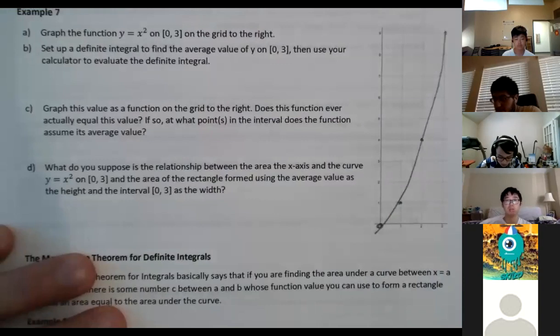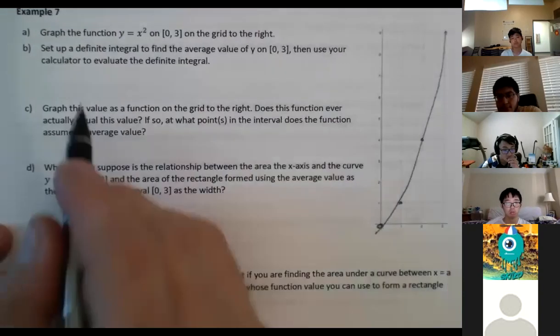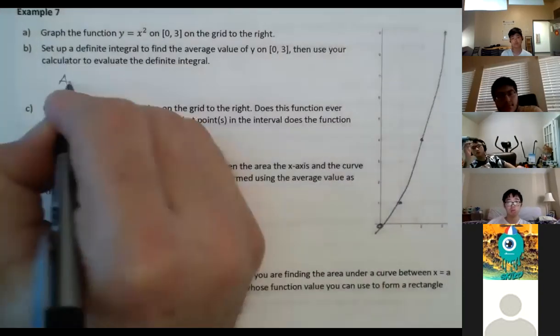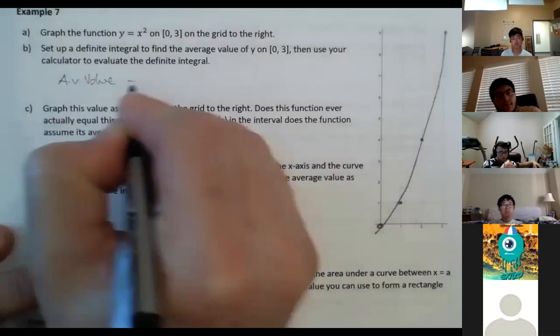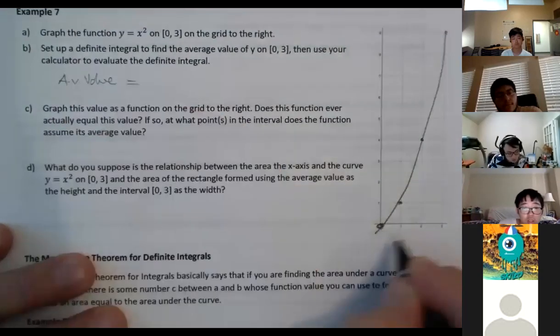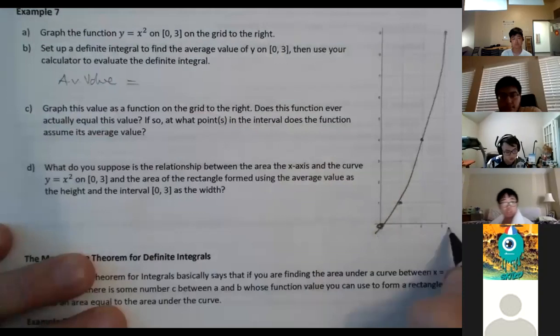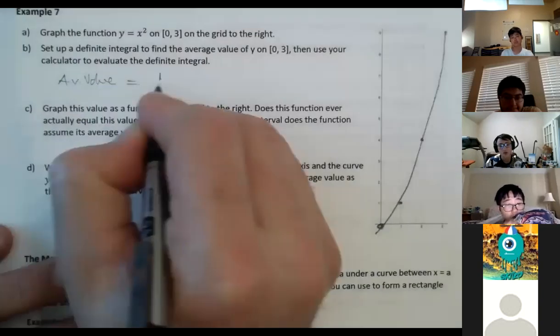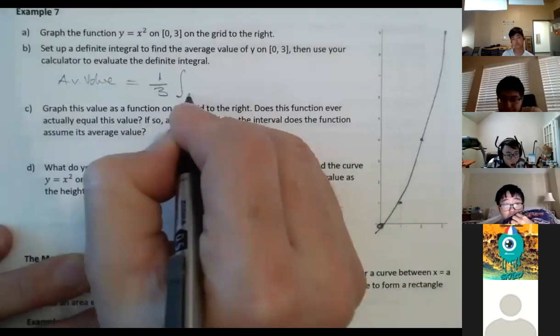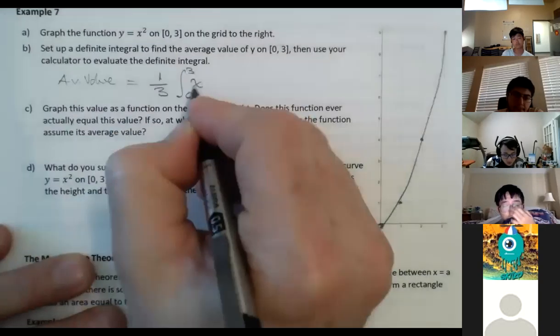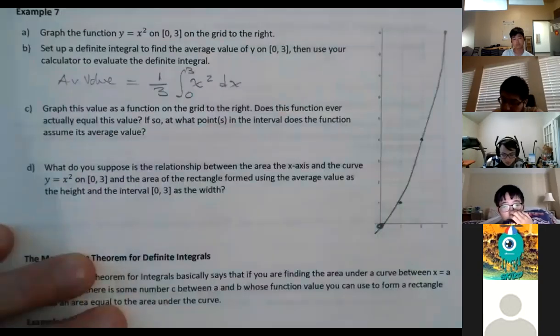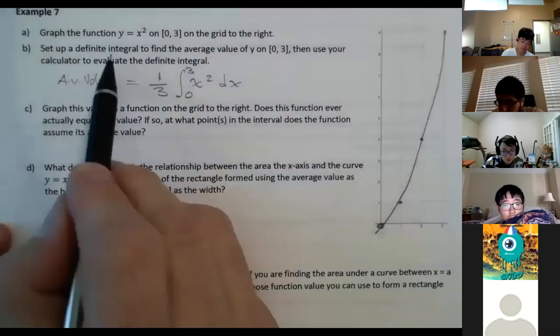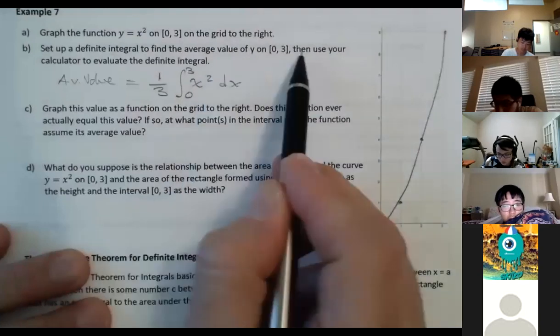Set up a definite integral to find the average value of this. So how do I set that up? Well, the average value is just, what is the length of the interval? If it's from 0 to 3, the length is 3. So the average value will be 1 over 3, the integral from 0 to 3 of x squared dx. That will give me the average value. So set up this to find the average value, then use your calculator to evaluate that.